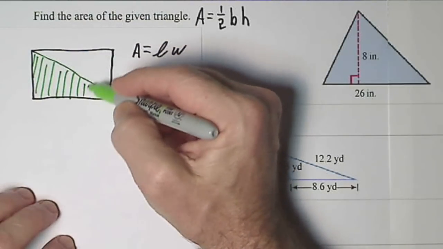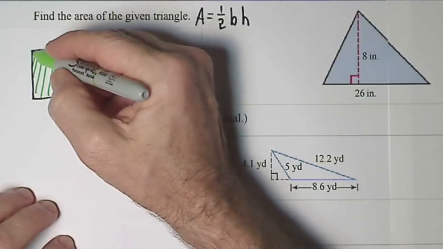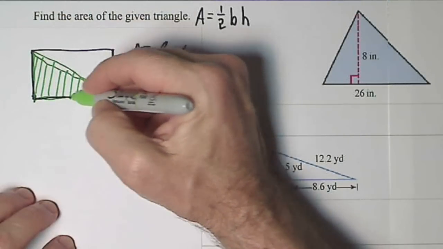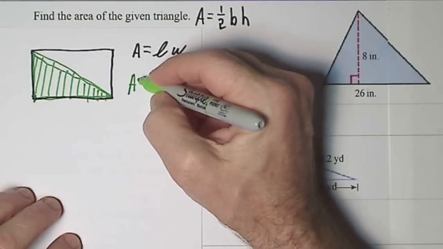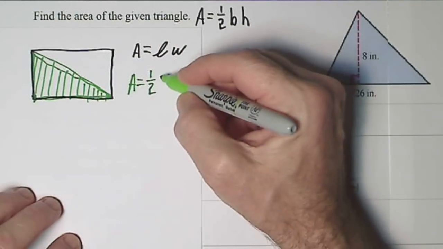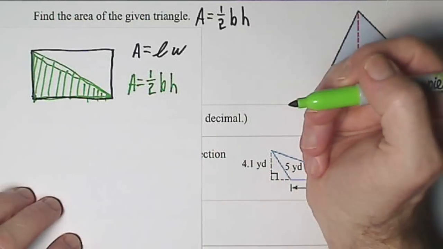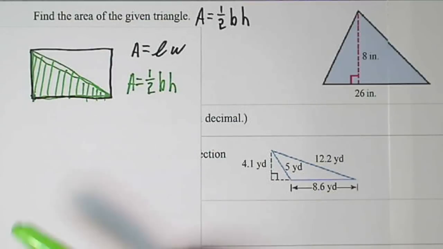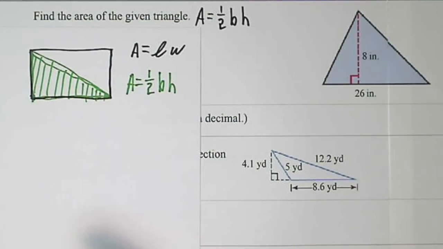I'm shading that in now. All right. So the formula for this green triangle down here is 1/2, and then instead of saying length and width, we say base and height. Okay, so that kind of helps you keep the formula straight. Now back to calculating this one.